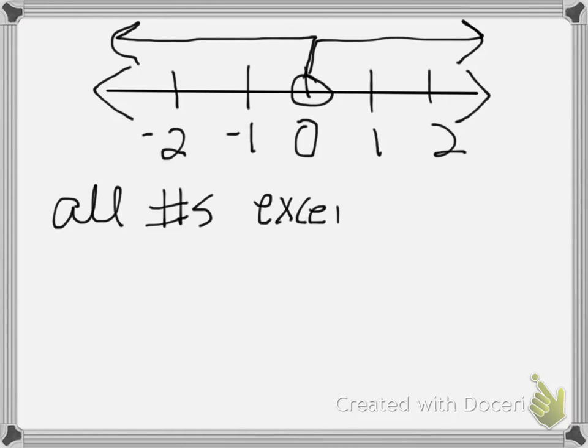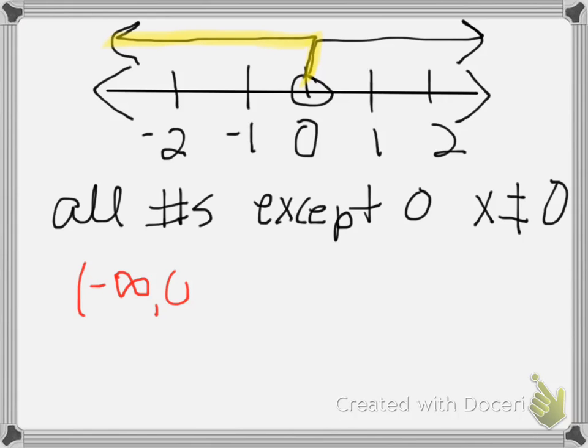This graph is written all real numbers except 0. So you would write it as x cannot equal 0. To put it in interval notation, it's a two-part. We first do the left side, which is -infinity to 0, and then we pick it back up at 0 and write 0 to infinity. And we put a U in between, meaning union with.